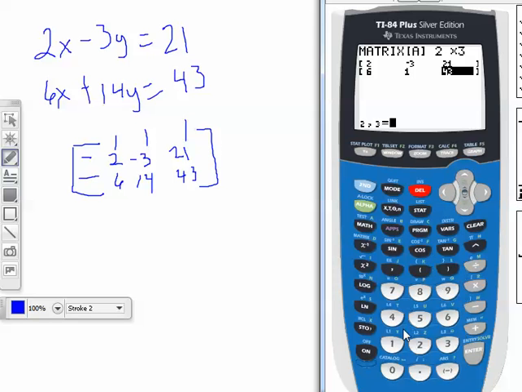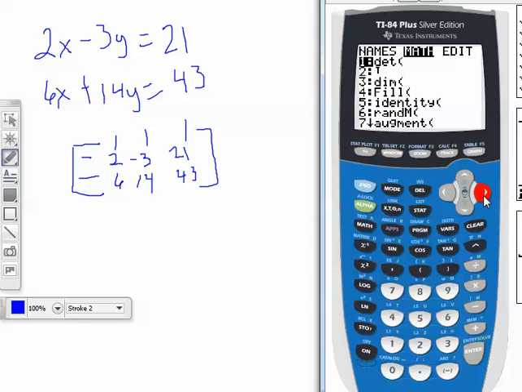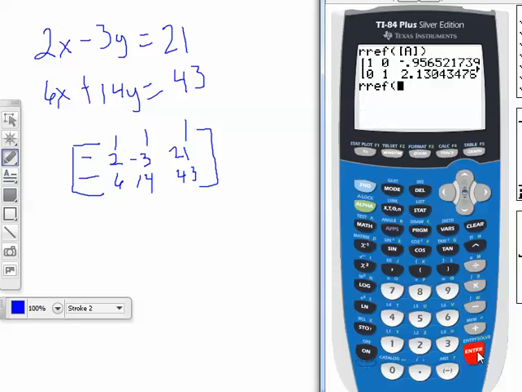43 was correct. 43, press enter. And get out of this first. Quit. Thank you. Now I'm going to press second, matrix, and go over to math and do an RREF. Calculator is the slowest thing on my computer. There it is. RREF. Press enter.